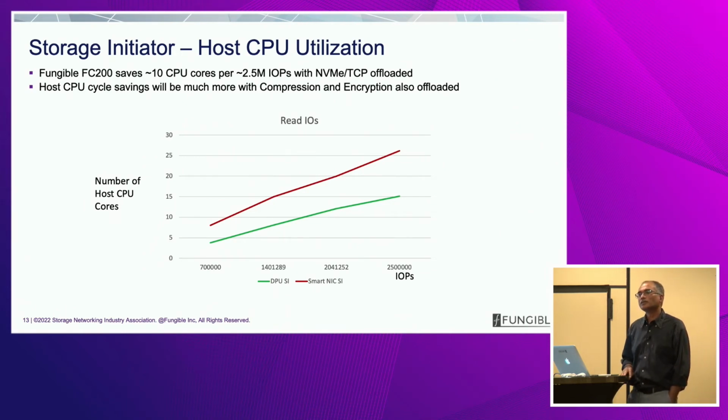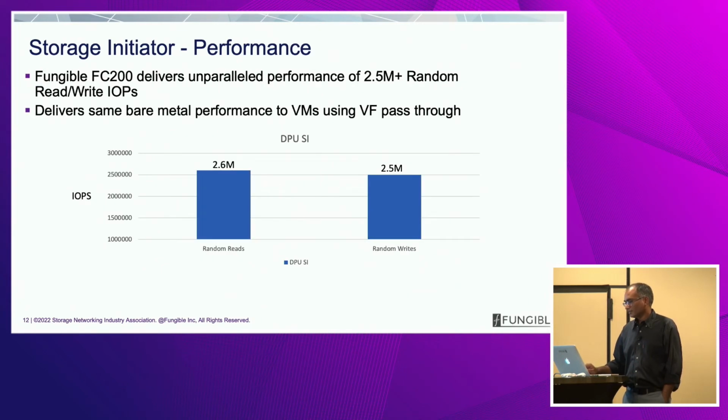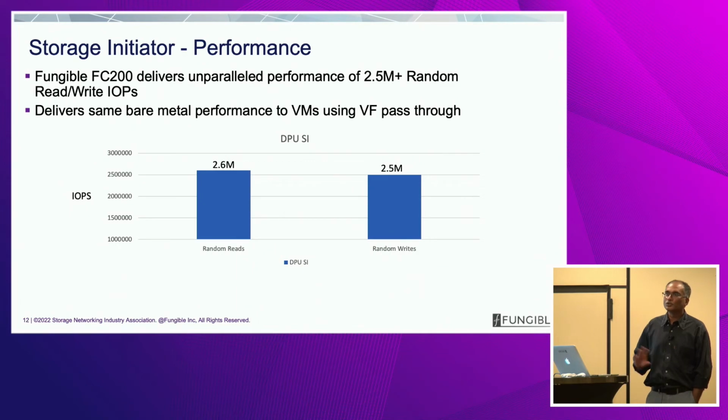Yes, in this chart, it's okay. So all of these are 4K random reads, and no gimmicks like conversion of 512 byte requests into 4K. No caching, nothing. Please go ahead.